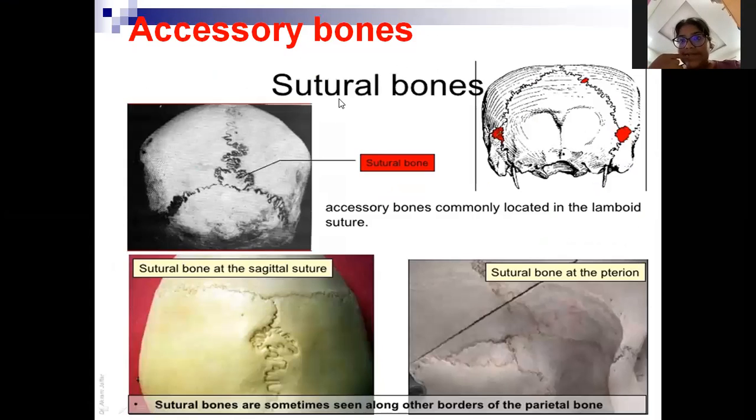For accessory bones, you can draw rough pictures when you are giving your answers tomorrow. Anatomy is incomplete without diagrams. Even if you write less, if you give a rough diagram, you will get full marks. So practice drawing diagrams right from the beginning. It may not be artistic, just rough. Only one picture, one round circle and some sutures, one extra bone there. Give the name sutural bone itself. That is enough. Even if you write minimum sentences, you will get more marks.